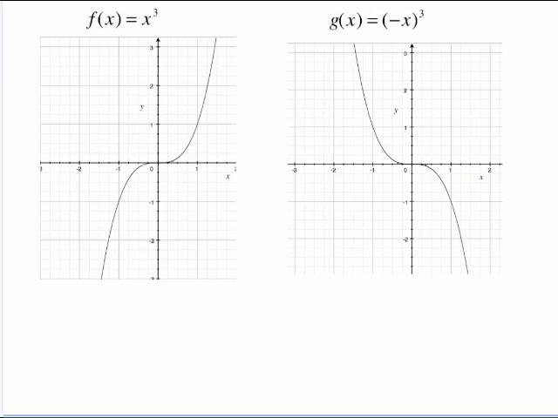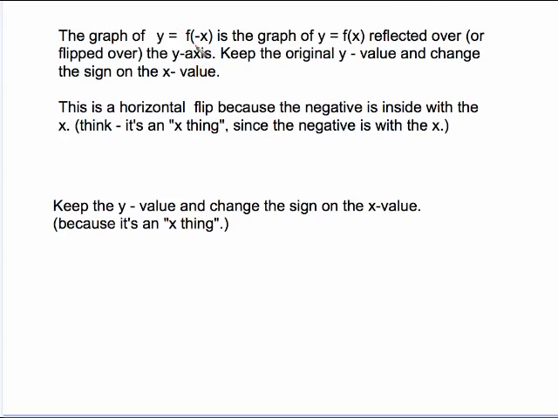over the y-axis. So the graph of y equals f of negative x is the graph of f of x reflected over the y-axis. In this case, we keep the y value and we change the sign on the x value. This is a horizontal flip, because the negative is inside with the x.